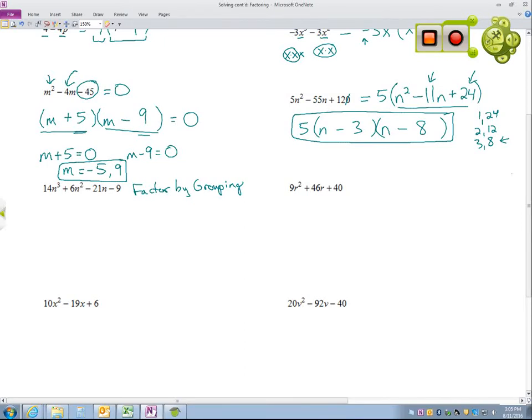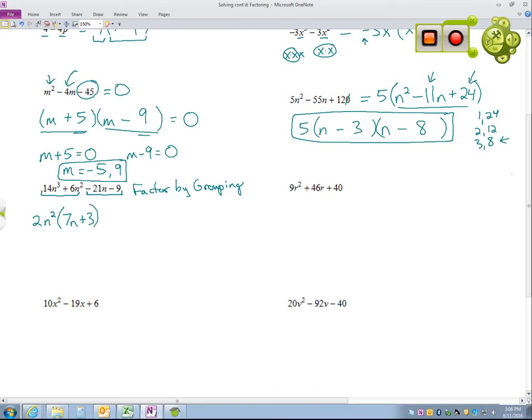Okay, so first I'm going to look at these 2 terms and these 2 terms separately. On the first 2 terms, I'm looking for the GCF, and I see that 14 and 6 are both divisible by 2. And then n cubed and n squared are both divisible by n squared. So 2n squared would be my GCF. When I move that to the outside, I have a 7n plus 3 left over.